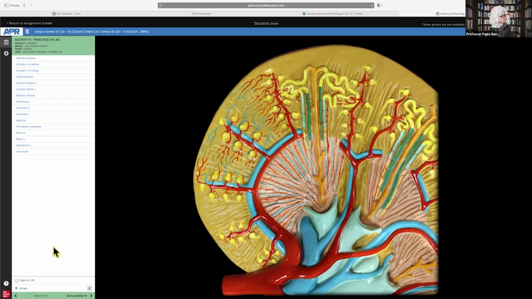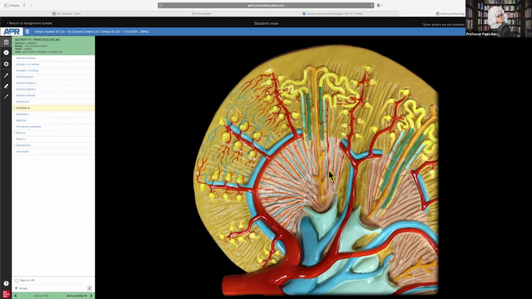We're going to be using models to study the blood vessels in the kidney. So we're going to start with the arteries. We'll begin with the renal artery, which feeds the kidney. Remember that it's going to enter the kidney at the hilum, which is a concave area. The renal artery will then feed into segmental arteries, and the segmental arteries will then feed into interlobar arteries. So this is an interlobar artery. Notice that that artery is going through the renal column, which is this space here.